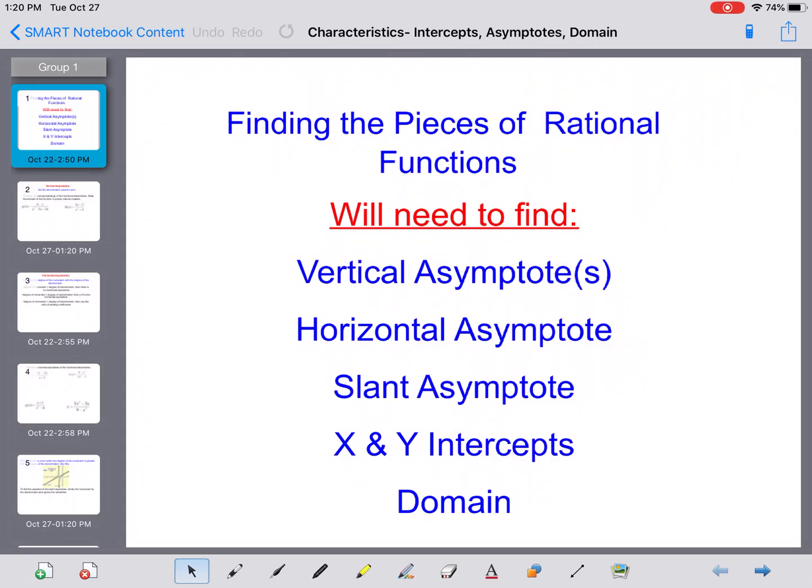Hello, today we are going to talk about finding the characteristics or the pieces of rational functions. So we are going to just find these before we start graphing. So we're going to find vertical asymptotes, horizontal asymptotes, slant asymptotes, x and y intercepts, and domain.